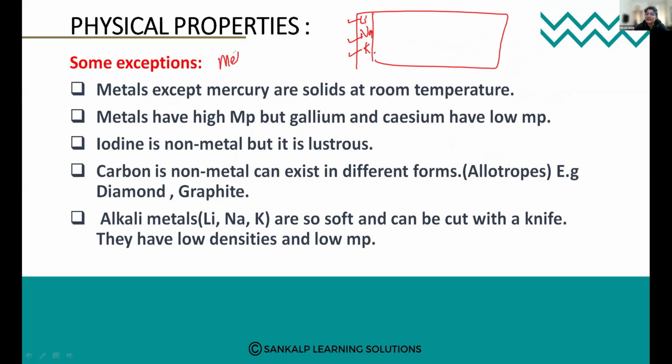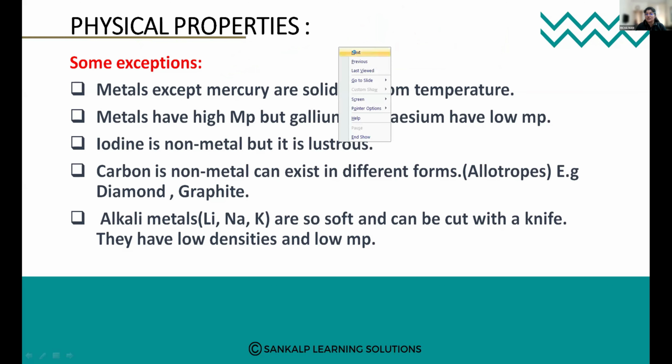We said that metals are generally hard. Metals are hard, but there are a few exceptions, like your lithium, sodium, and potassium. These are the exceptions where these are soft. These metals are soft and they can be cut with the help of a knife. They also have a very low melting point and low density. The density is very low, that is, their mass by volume ratio is very low. So these are the physical properties and some exceptions of the metals.